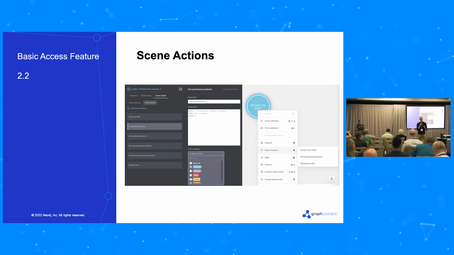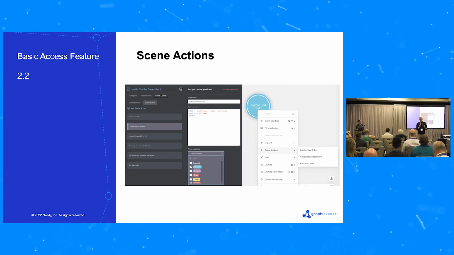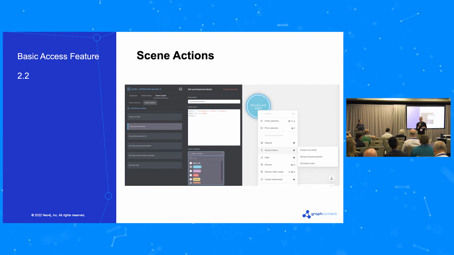What's really cool about this, though, is that you can use parameters on the selected nodes and relationships as input to your scene action. So you can actually write Cypher that will use different property values on the selection as input and provide results based on that. So again, if you haven't used it, try it out.